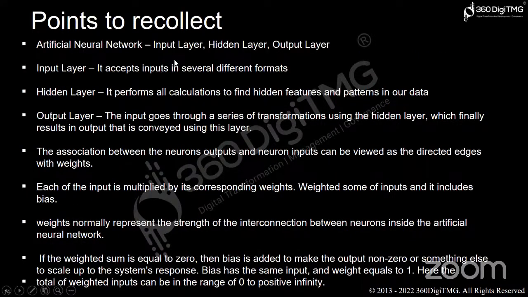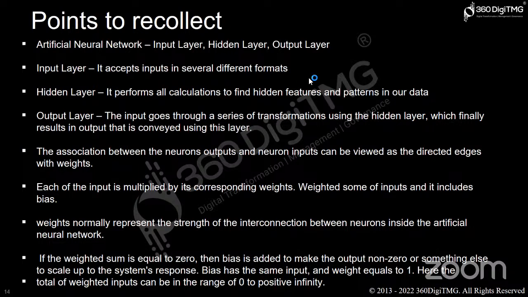in artificial neural networks, you have the input layer, you have the hidden layer, and you have the output layer. The input layer can take several different formats. The hidden layer is where all the calculation is done. The output layer is where you're getting all the output.